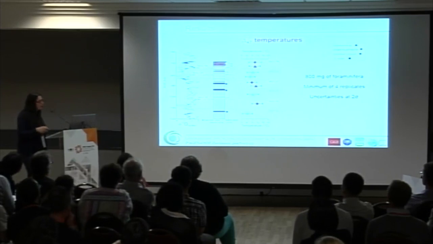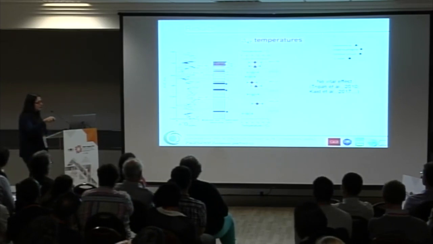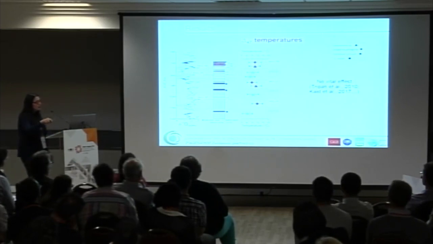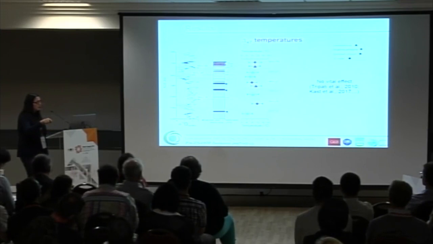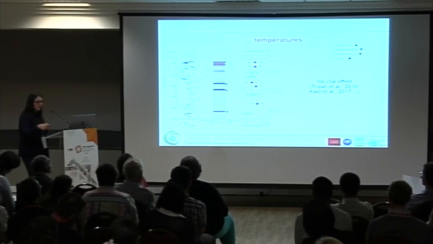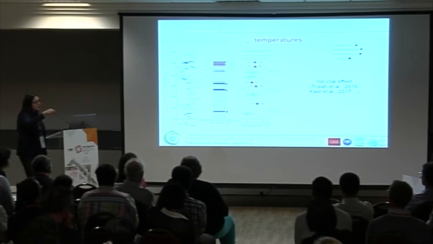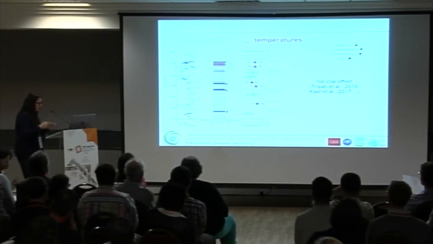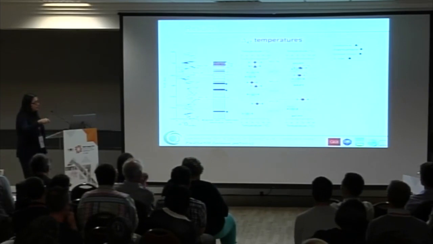But according to past studies, like Tripati et al. in 2010 or, last month, Gast et al., they observe no vital effect with clumped isotopes. So it means we can combine the temperature from different species together to obtain only 1 temperature. So it's what I did here. So you have 1 point for each interval.